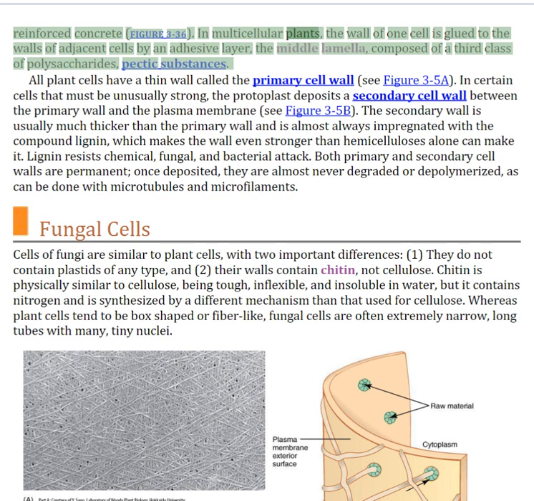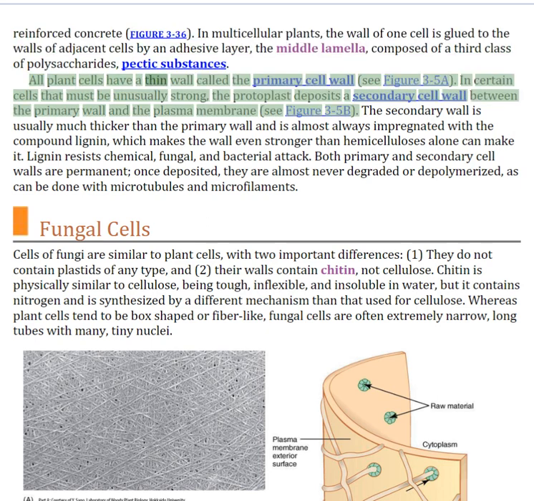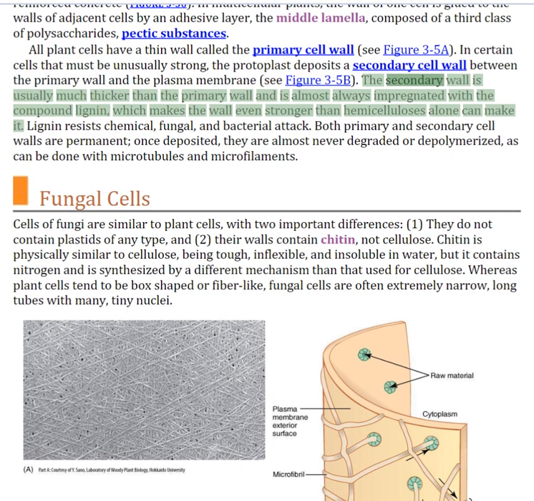In multicellular plants, the wall of one cell is glued to the walls of adjacent cells by an adhesive layer, the middle lamella, composed of a third class of polysaccharides, pectic substances. All plant cells have a thin wall called the primary cell wall. In certain cells that must be unusually strong, the protoplast deposits a secondary cell wall between the primary wall and the plasma membrane. The secondary wall is usually much thicker than the primary wall and is almost always impregnated with the compound lignin, which makes the wall even stronger than hemicelluloses alone can make it.